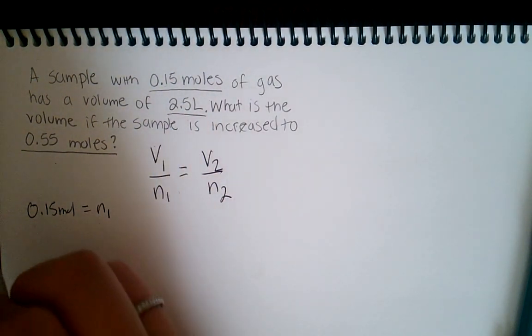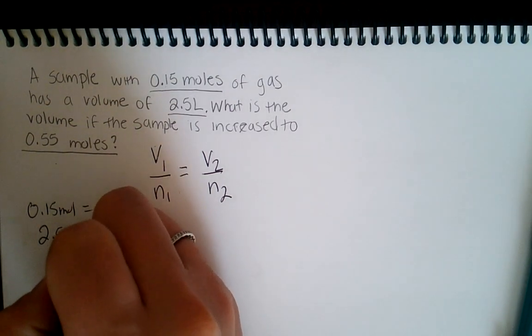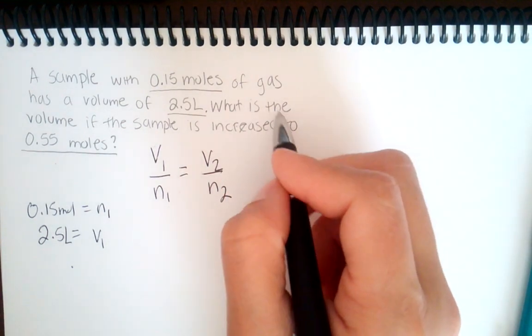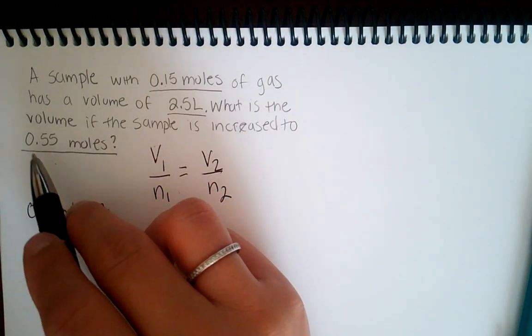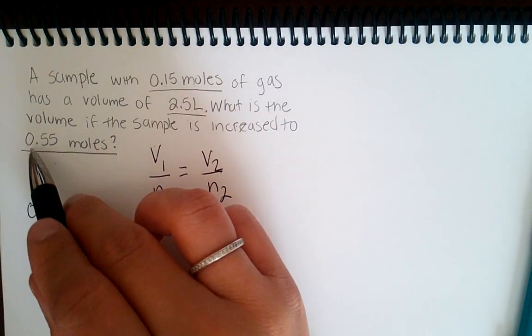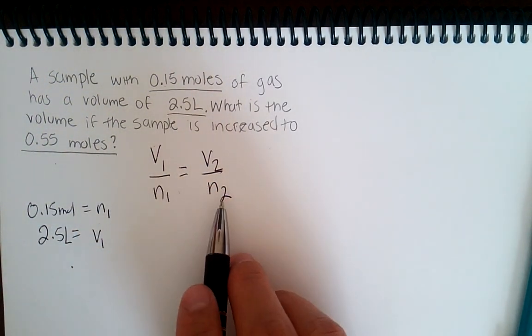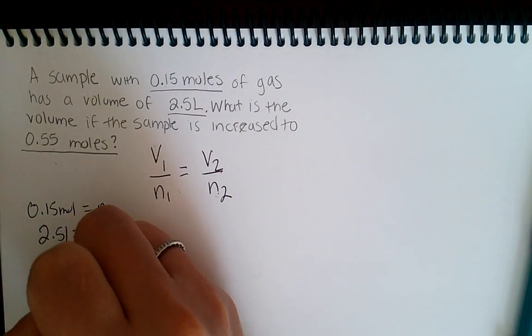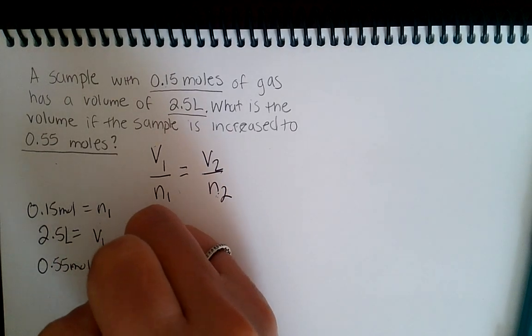Then what is 2.5 liters? Well, 2.5 liters, that has to be my V1. Okay, now I have changed this. Now the second part, this number right here, is going to be part of either my V2 or N2 depending on what unit I have. And we have moles, so that means that has to be my N2. So 0.55 moles has to be my N2.